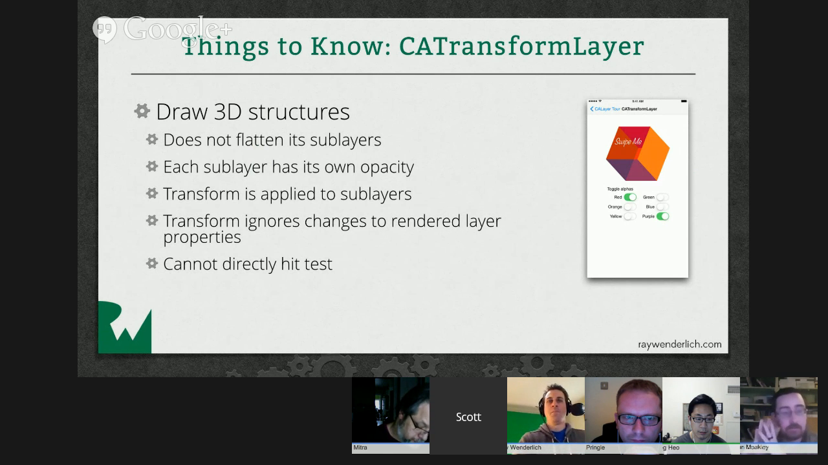And we can apply transforms, but the transforms actually get applied to the sublayers, and it ignores any of the rendered layer properties. So if you were trying to use this with changing the width or color or that kind of thing, that won't actually work. And again, I mentioned earlier that you can't directly hit test CATransformLayer itself because it doesn't have a 2D coordinate space that would need to have those touches mapped to it, but you can hit test each of its individual sublayers, and that's what we do in this app.